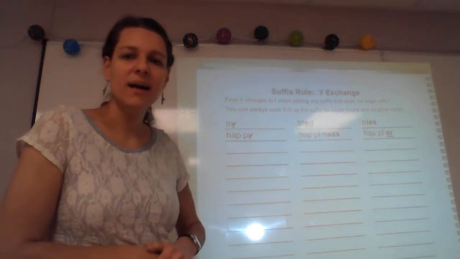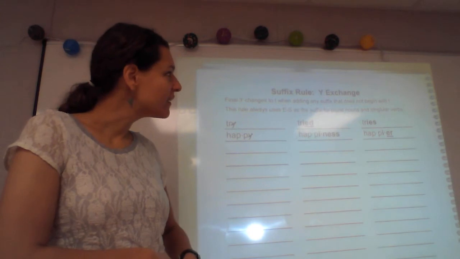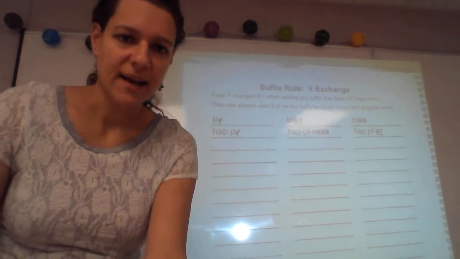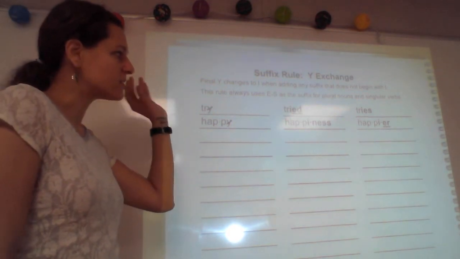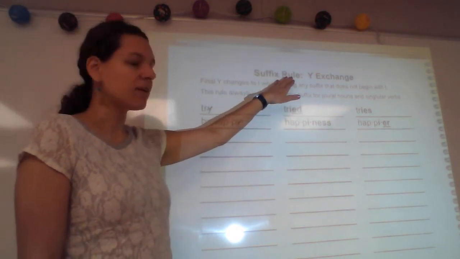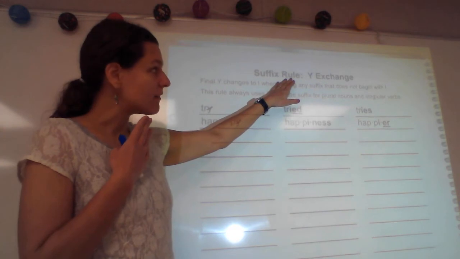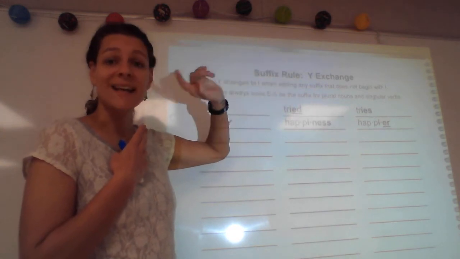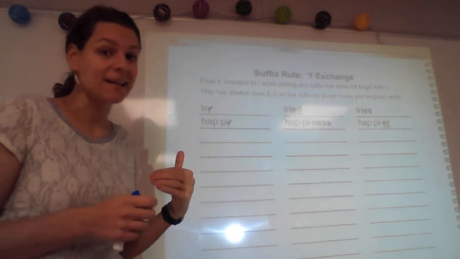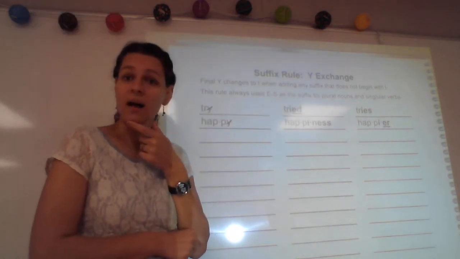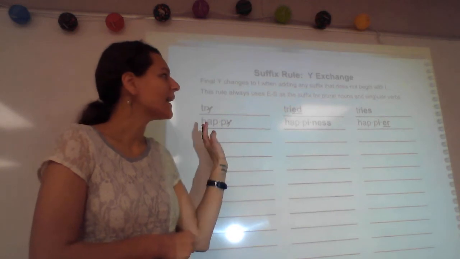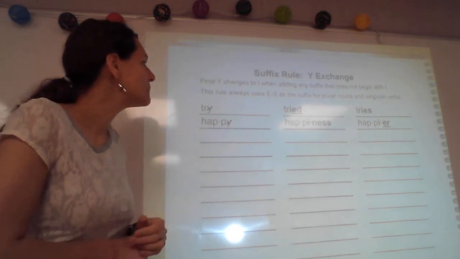All right, class, we are on page 20. I know it's kind of hard to see, but if you have your book, then you can turn to page 20 and you see at the top it says suffix rule. Let's see, what's a suffix? Good, it's an ending. It's just a fancy name for an ending we put on a word. Our suffix rule, Y exchange. We saw that in one of our words today. I guess that's why we're on this page.